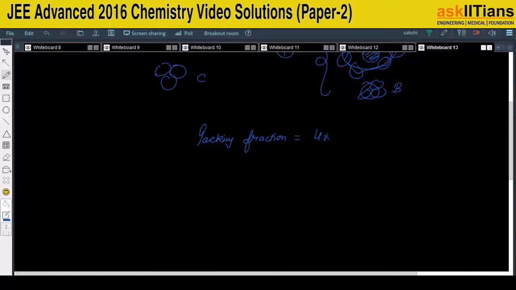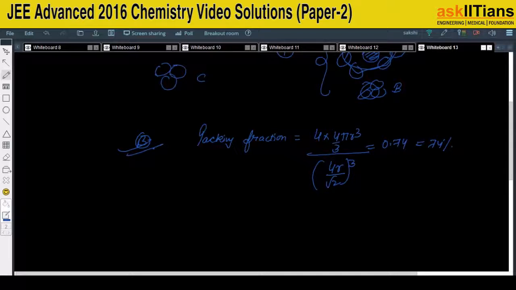This is 4 into 4 by 3 pi r cube, since Z value is 4, divided by 4r over √2 whole cube. So if you solve this, you'll get 0.74 or 74%. So B is the correct option.